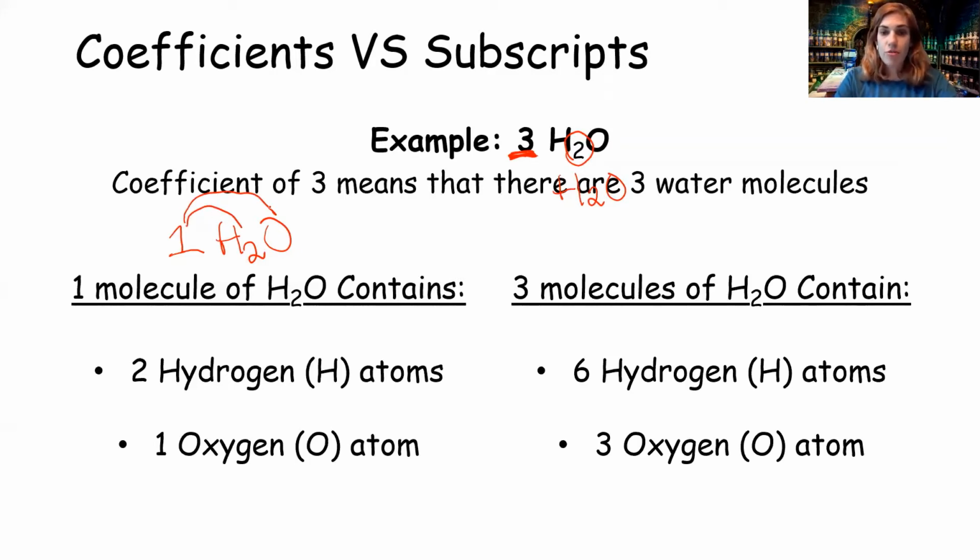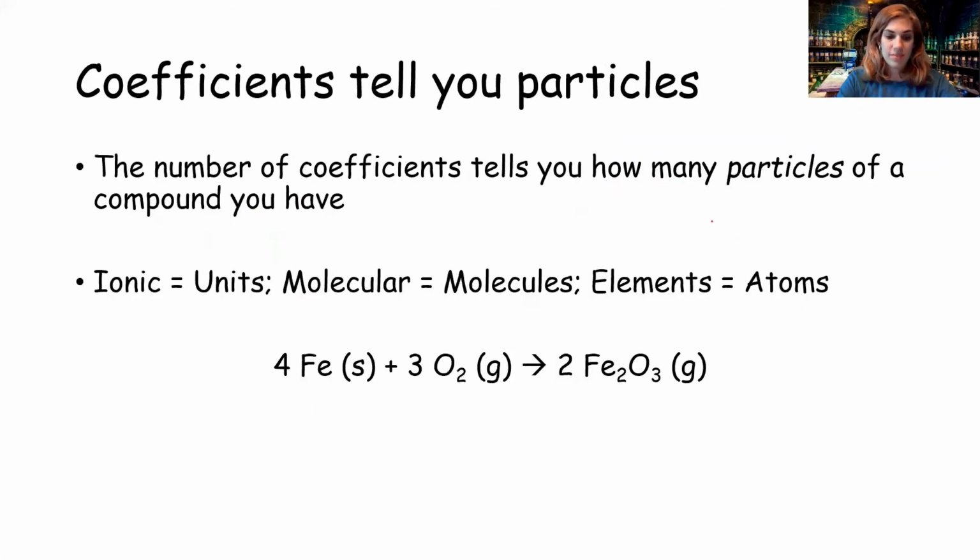Alternatively, if we have 3 molecules of H2O, once again, that 3 distributes. So we end up with 6 hydrogen atoms and 3 oxygen atoms. So just a helpful hint when we're counting so that you know how to count. The coefficients can tell us 2 things.